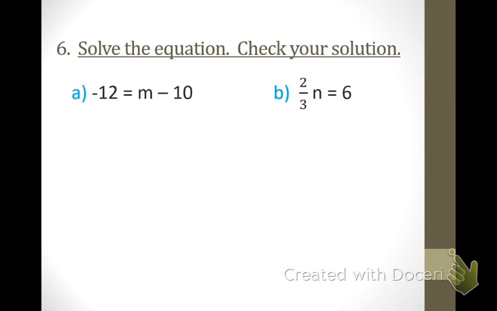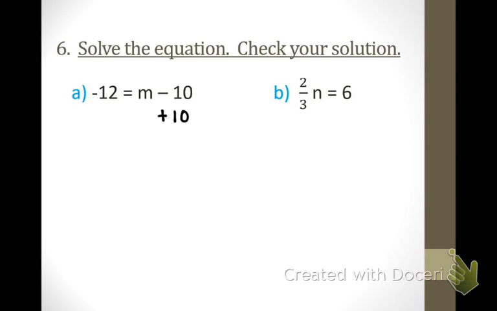These ones are asking us to solve the equation and to check our solution. First things first, identify the variable. What's my variable? M. What is not allowing M to be by itself? Subtract by 10. What's the opposite of subtract by 10? Add by 10.